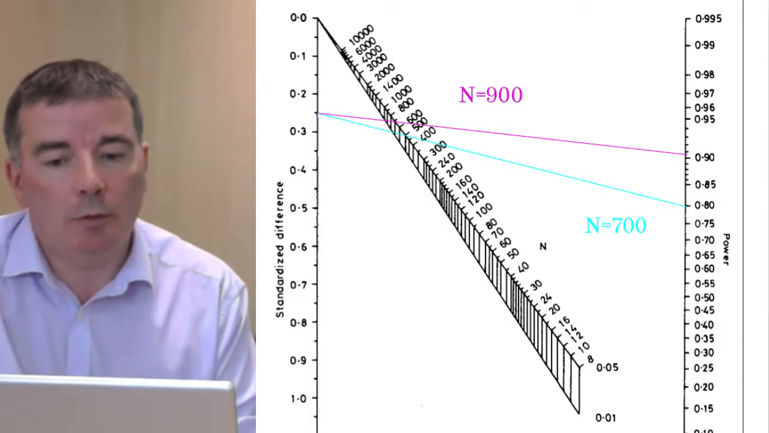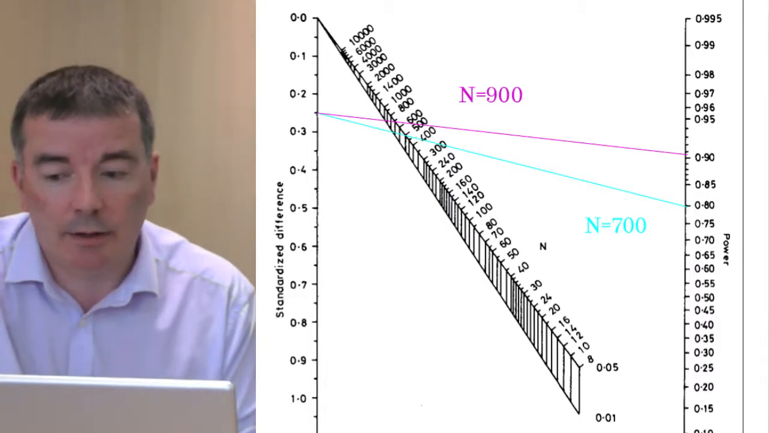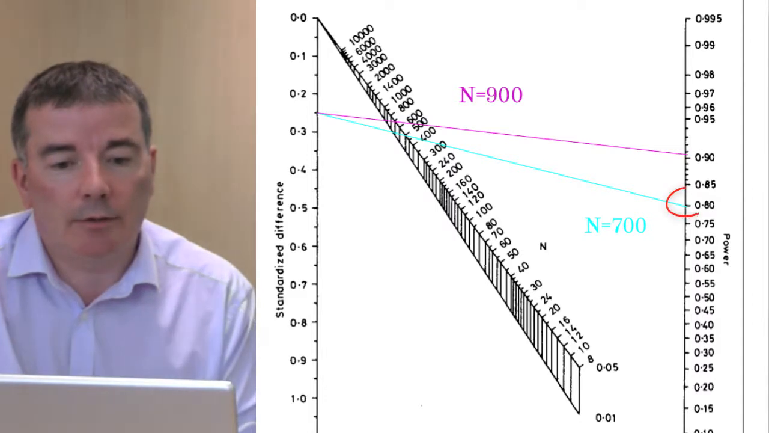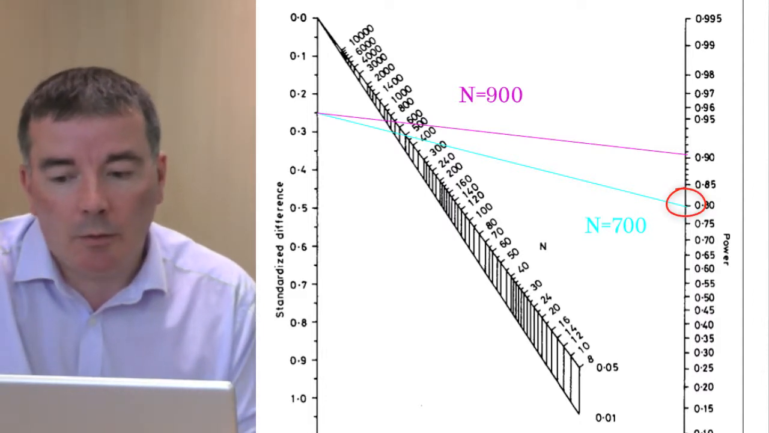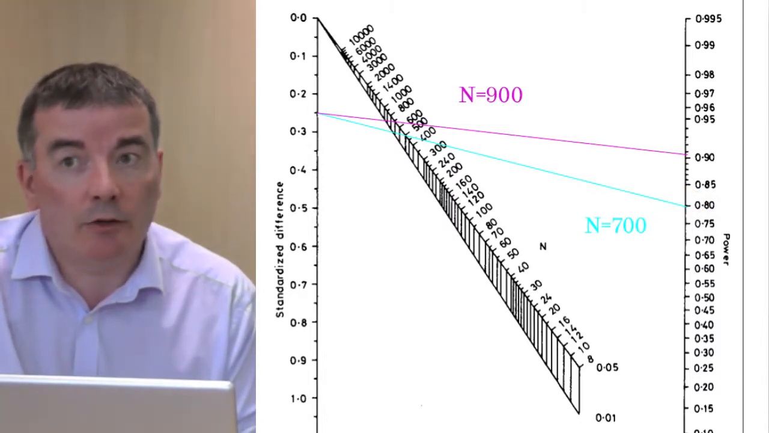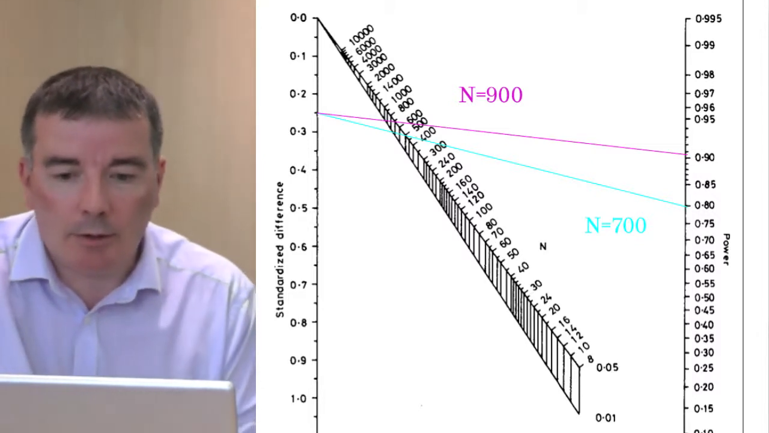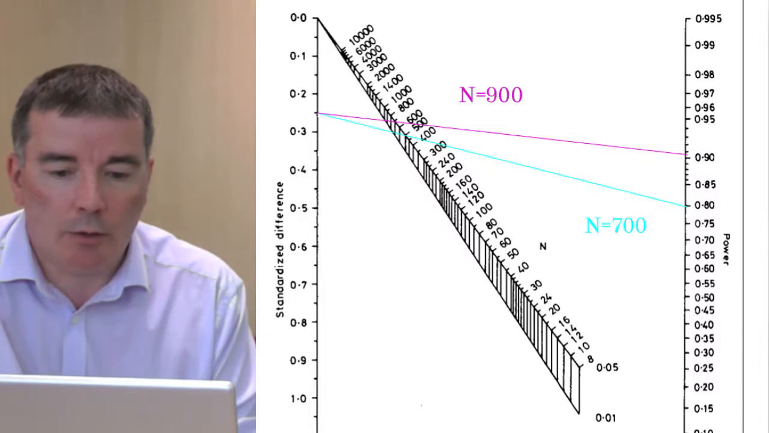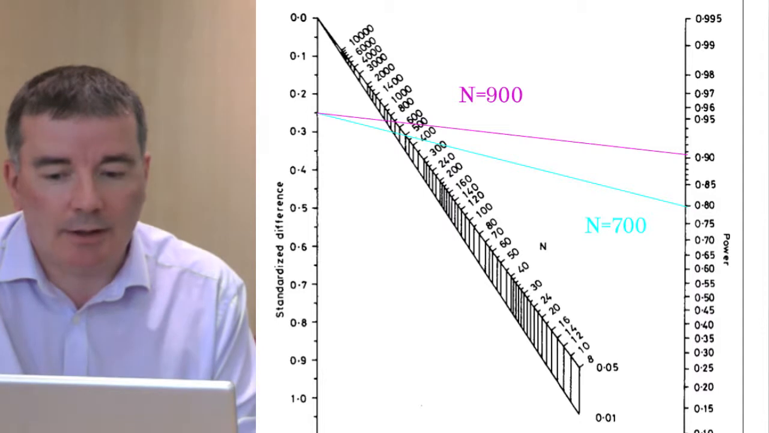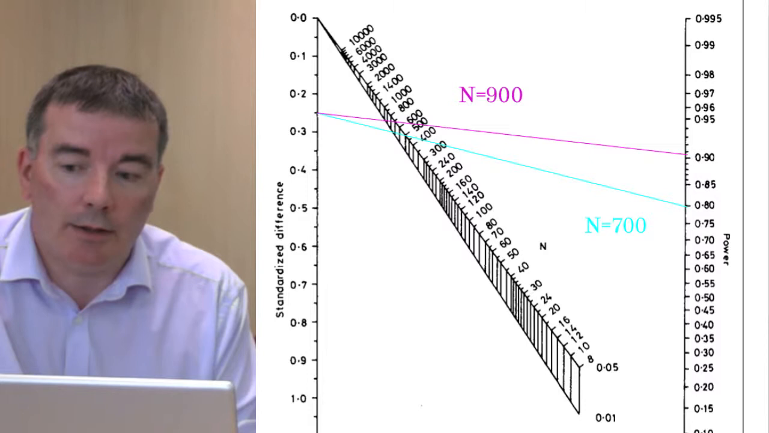If, for example, we were to decide that we wanted a lower power, a power of 0.8, and then again drew a line from the standardised difference of 0.25, we can see that the number needed to achieve this power would be lower at 700 or 350 per group. And if you take some time and look at this graph, you can see how altering your power or altering your level of statistical significance that you've chosen alters the sample size you need.